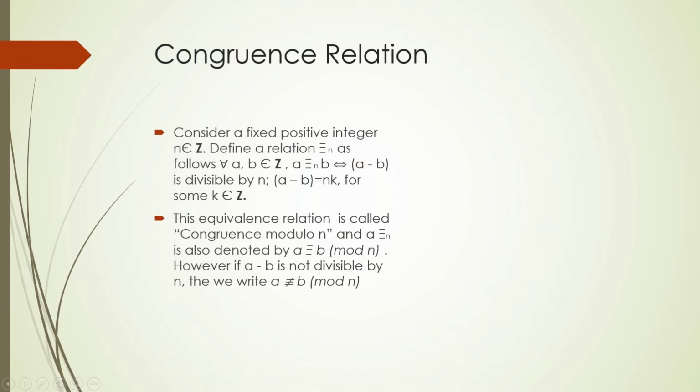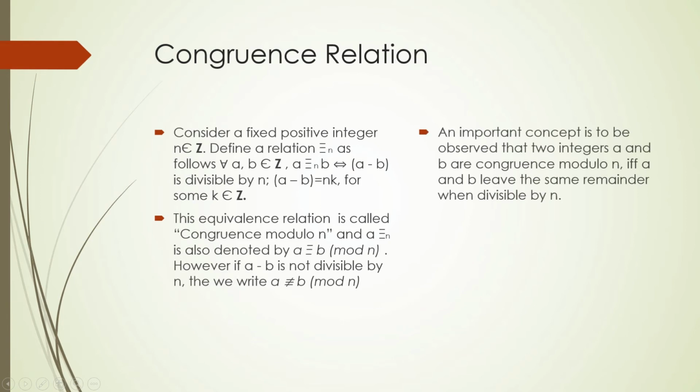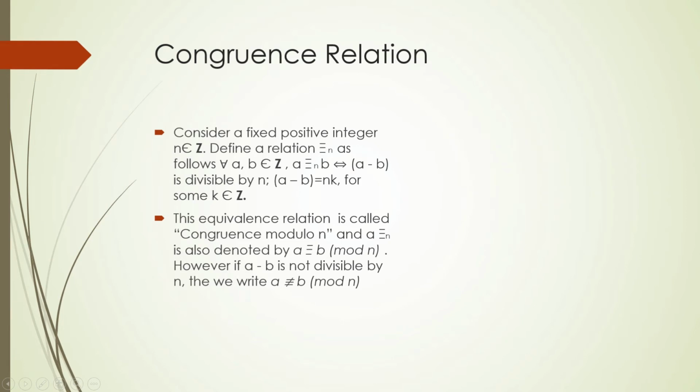The equivalence relation is called congruence modulo n, and A congruent to B modulo n is denoted by A, the symbol, B mod n. So how do you pronounce it? You pronounce it as congruence modulo n of A, B. Okay, this is how we pronounce it: any such equivalence relation is called congruence modulo n and is denoted by A, the symbol, B mod n, pronounced as A congruent to B modulo n.